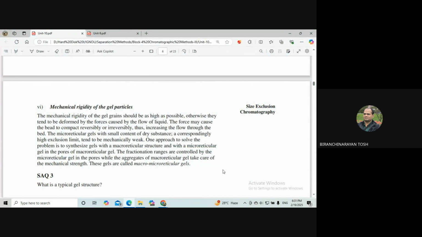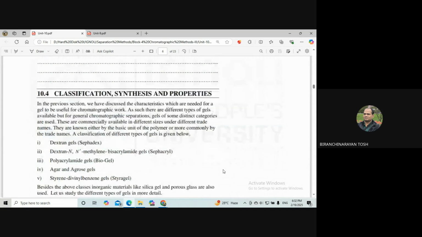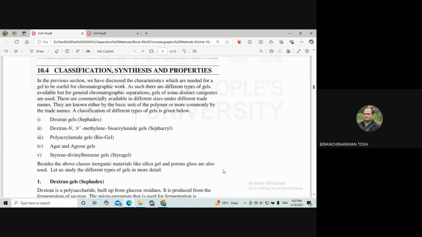So the force may cause the bed to compact reversibly or irreversibly, thus increasing the flow through the bed. The microreticular gels, with a small content of dry substance and a correspondingly high exclusion limit, tend to be mechanically weak. So these gels are called microreticular gels. Then we move on to classification, synthesis, and properties.